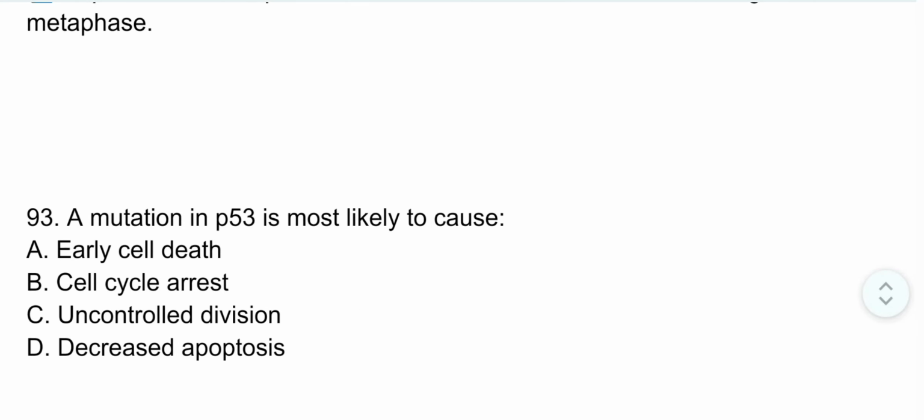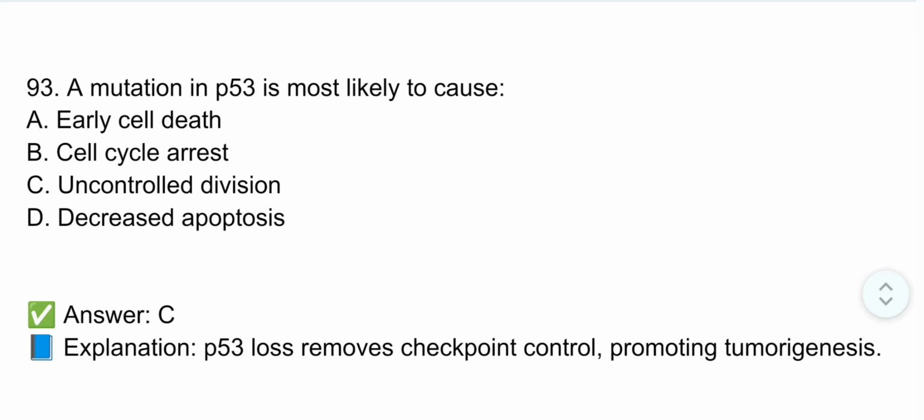Question number 93. Mutation in p53 is most likely to cause. The correct option is option C, uncontrolled division. p53 loss removes checkpoint control, promoting tumorigenesis.